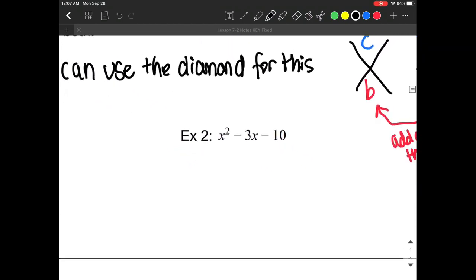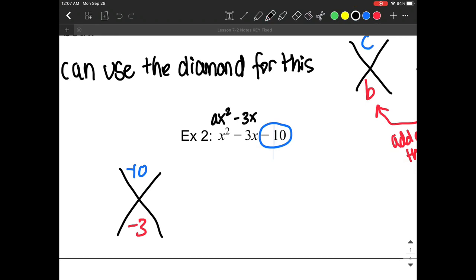For example 2, I have x squared minus 3x minus 10. I'm going to use my diamond. I need two numbers that multiply to negative 10 and add up to negative 3, which is b. Negative 10 is c, negative 3 is b, just in case you need to see this like ax squared plus bx plus c. C is negative 10, b is negative 3, and a is 1.